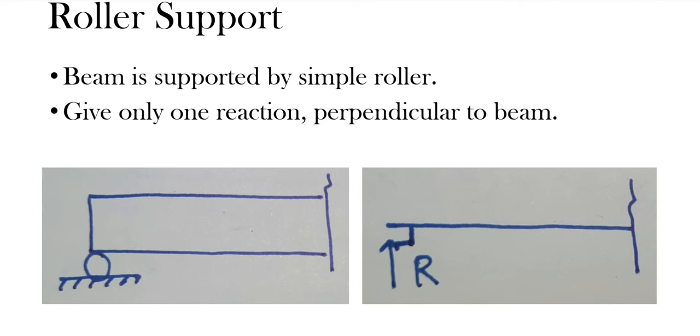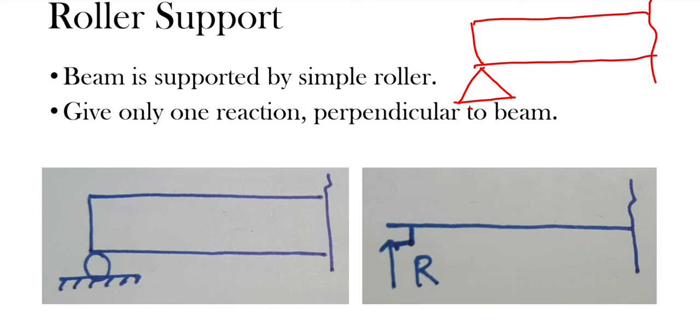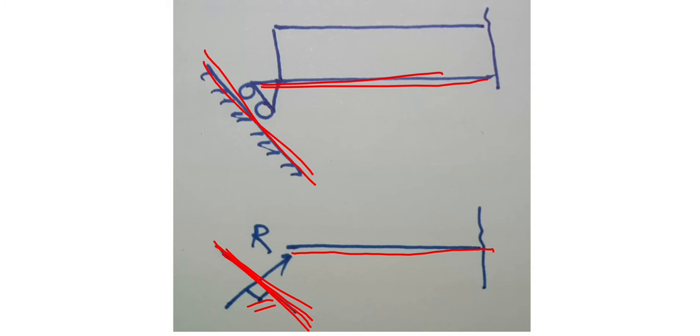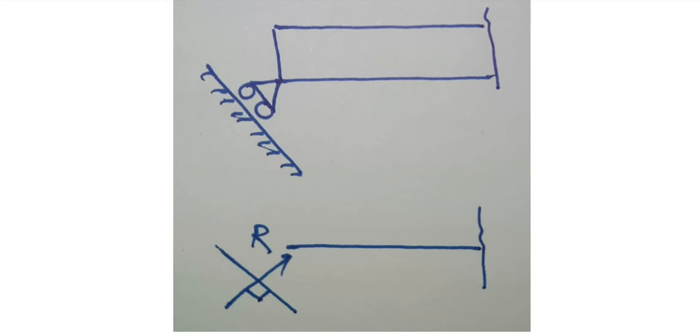There is another way of illustrating roller supports. If this is the beam, we can show a triangle, with two wheels below the triangle and a rigid plane below it. You can show the roller support with this construction also. So these are two constructions of the roller support.